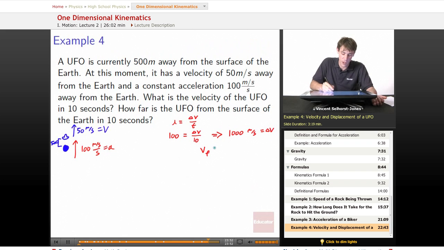So our final velocity is going to be our initial velocity, V initial, plus the change. V final is going to be those two added together, so we've got 1,050 meters per second. So it's really moving pretty fast at the end there.